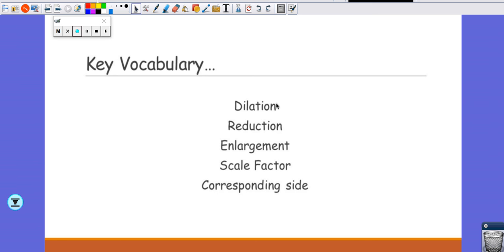A dilation is when you make things bigger or smaller. A reduction is when K is less than 1. An enlargement is when K is greater than 1. A scale factor is what the K is, and it's what either the lengths of the sides are multiplied by, or what the coordinates, if it's on the coordinate plane, are multiplied by. And corresponding sides are matching sides in relationship to where the sides are in the figure. And I can show you that more. So go ahead and write these words down. And you already know the definition, so you can just type them in or write them in your book creator.